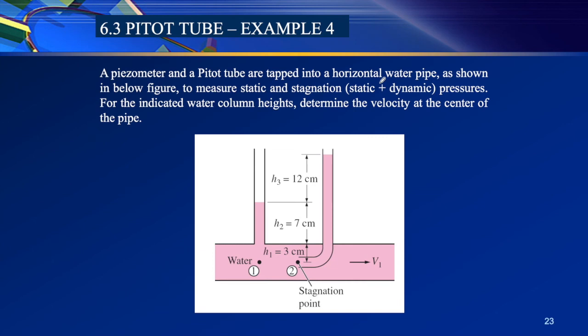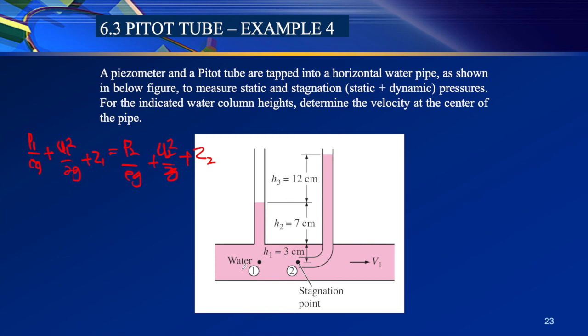Okay, take a look at this example. A piezometer and a pitot tube are tapped in a horizontal water pipe as shown in the figure to measure static and stagnation pressures for the indicated water column height. That means the velocity at the center of the pipe. So we have to calculate the velocity at point 1. We know that point 2 is a stagnation point, therefore U2 is equal to 0. So what you have to do is P1 over rho g plus U1 squared over 2g plus Z1 equal to P2 over rho g plus U2 squared over 2g plus Z2.